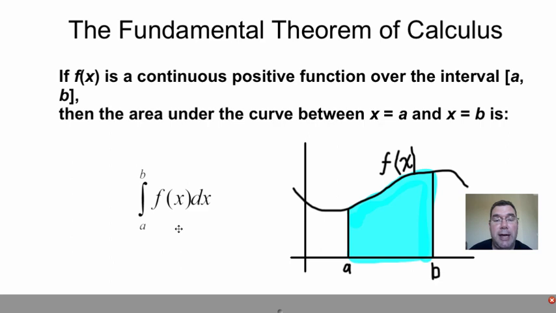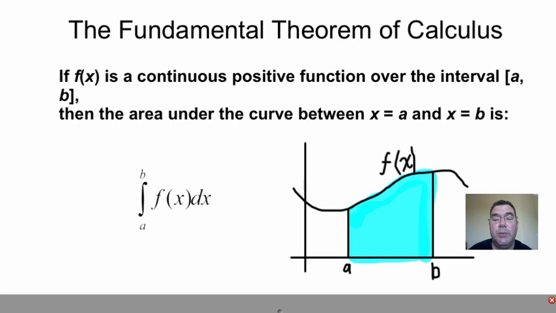All right, so that is the fundamental theorem of calculus. It's basically saying find the antiderivative of that function, plug in b, plug in a, and subtract the results. And what you will get is the area under the curve, or basically between that curve and the x-axis, and between x equals a and x equals b.